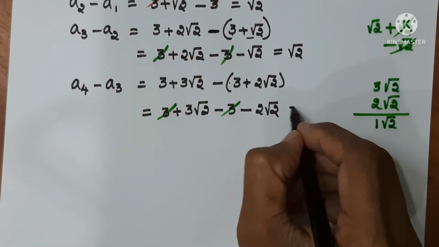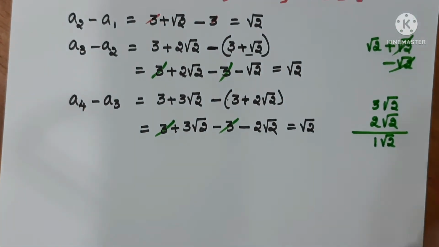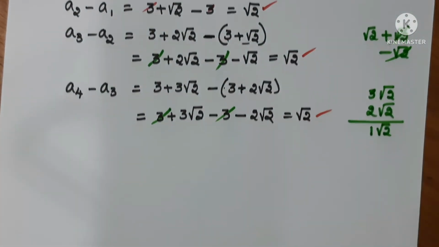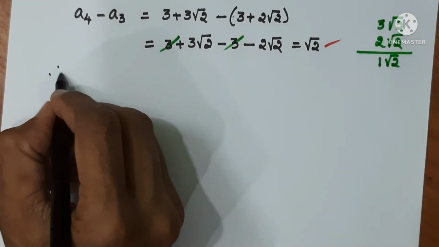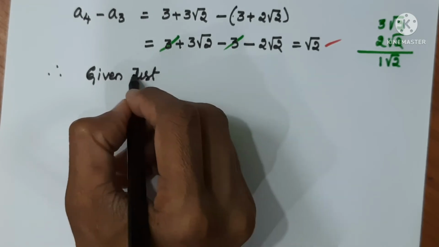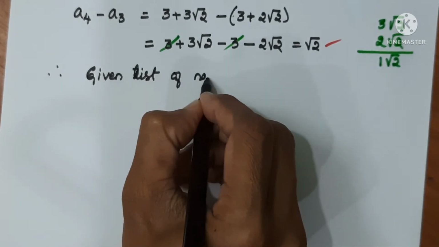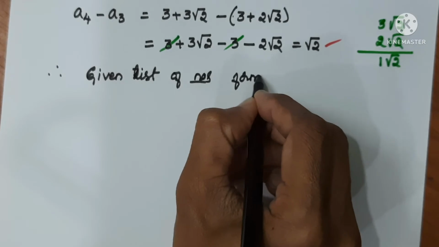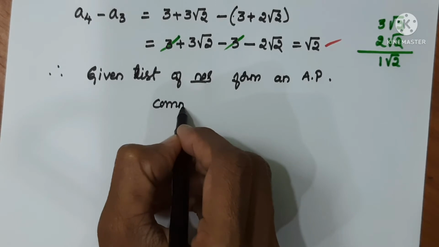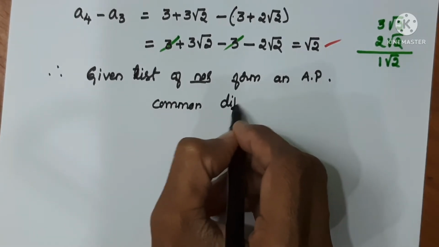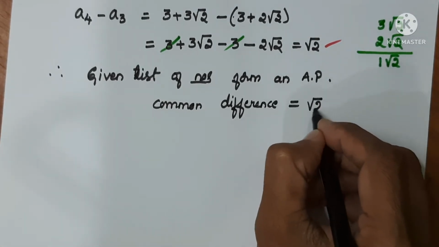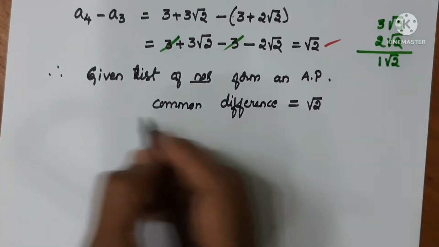So equal to 1 root 2. Here you can clearly observe that the difference is common and it is equal to root 2. Hence the given list of numbers form an AP. Therefore, the given list of numbers form an AP. And also the common difference is equal to root 2. And also we have to write the next three terms.